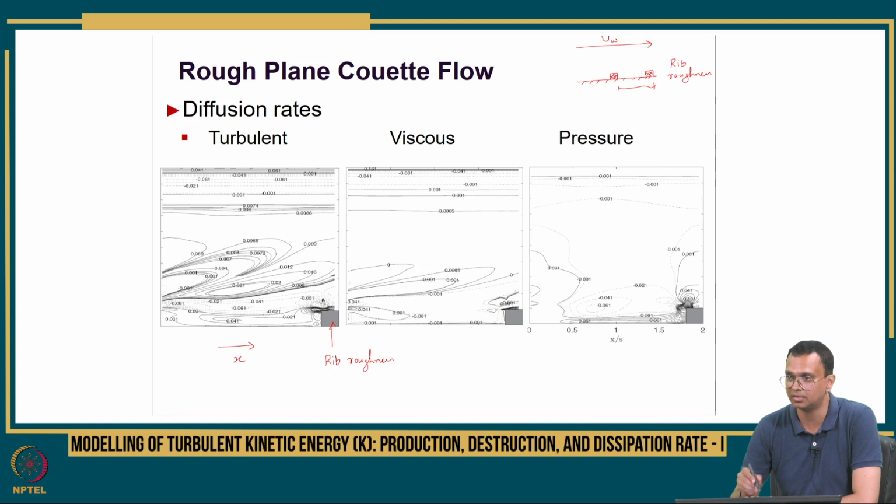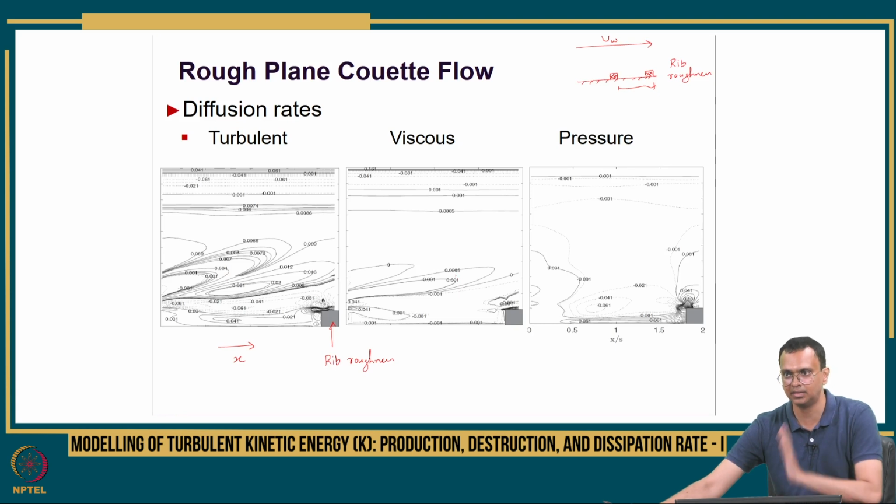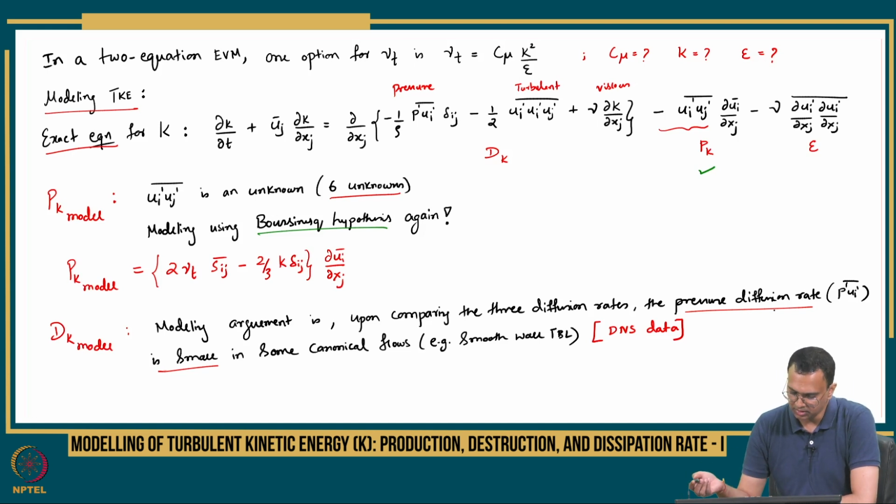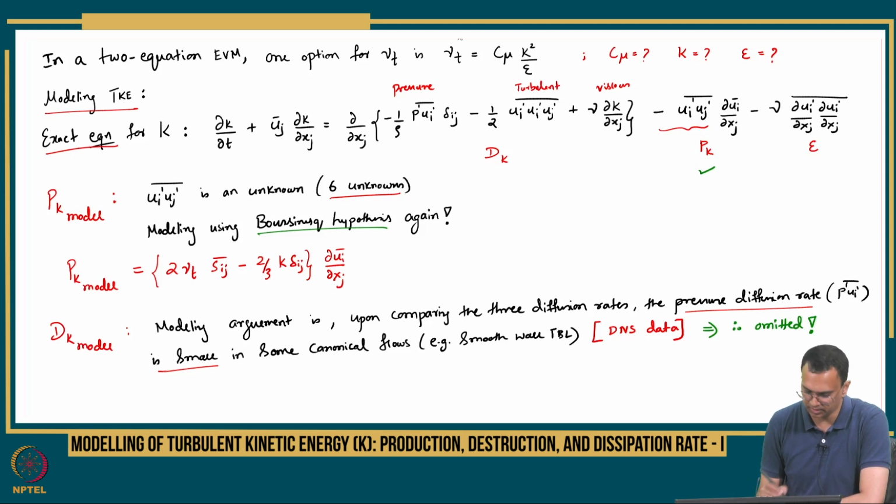So the modeling assumption here will go wrong. If you are going to use the model blindly without knowing its assumptions, obviously you will see error and you will not know where you have gone wrong. So that's why I am showing you the data, that the model assumption has been done for simple canonical flows where a smooth wall turbulent boundary layer is considered. Based on that only we are building the entire modeling approach, right? So the modeling argument is, upon comparing the three, pressure diffusion is small, and therefore it is omitted. Okay, but this is not true for general purpose flow problems where this term can go big.